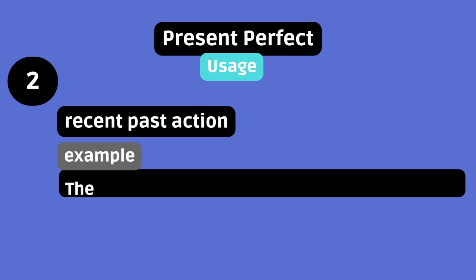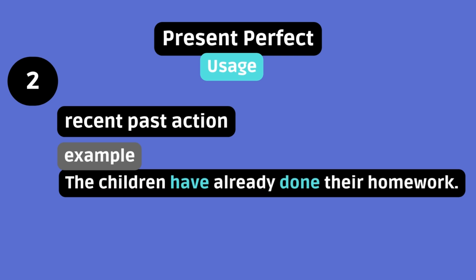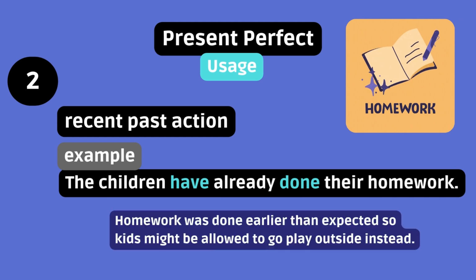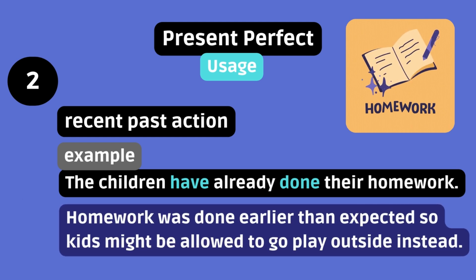Example, the children have already done their homework. The completed action influences the present. Homework was done earlier than expected, so kids might be allowed to go play outside instead.